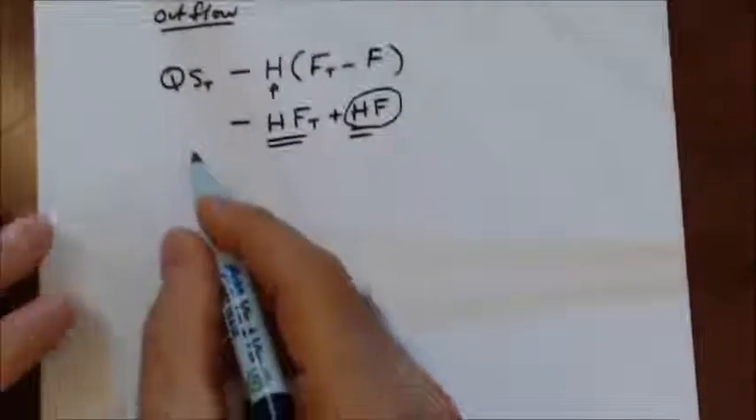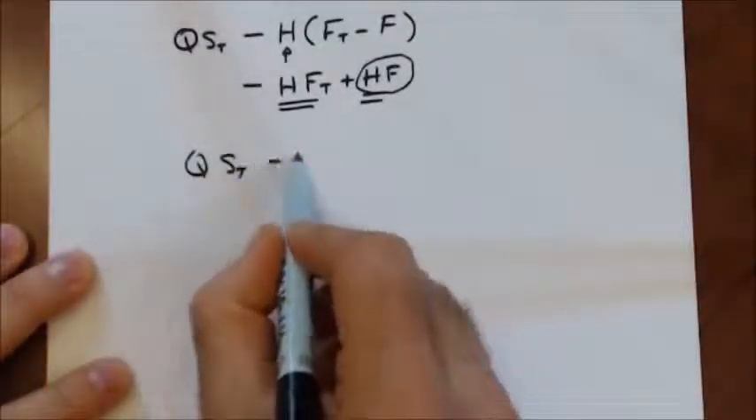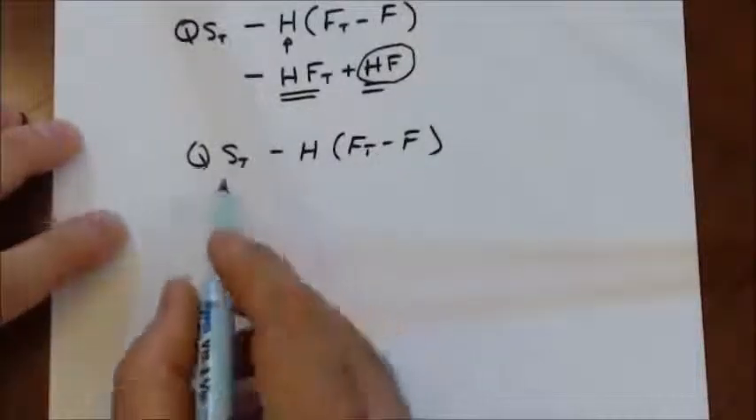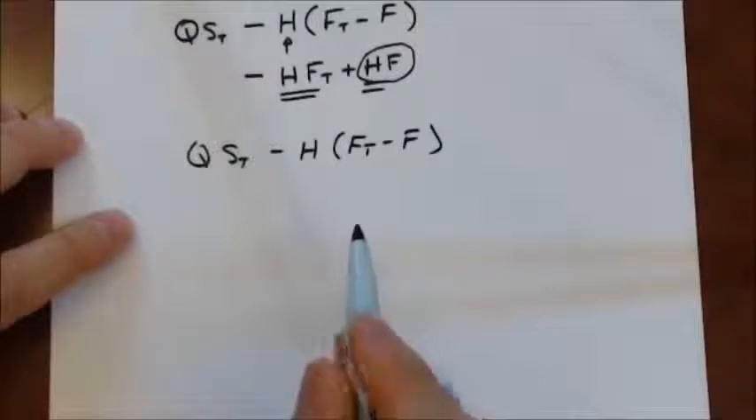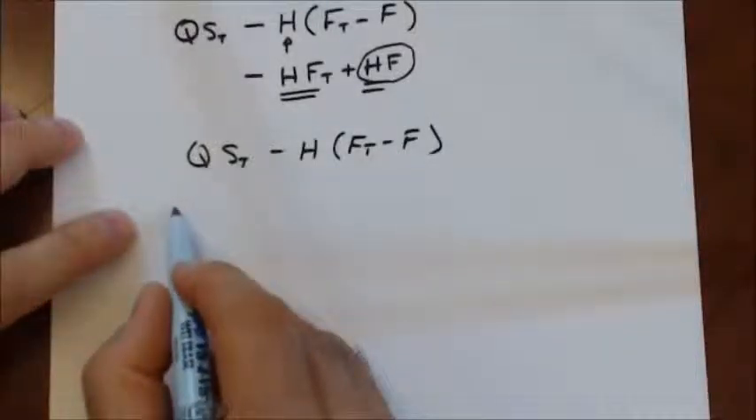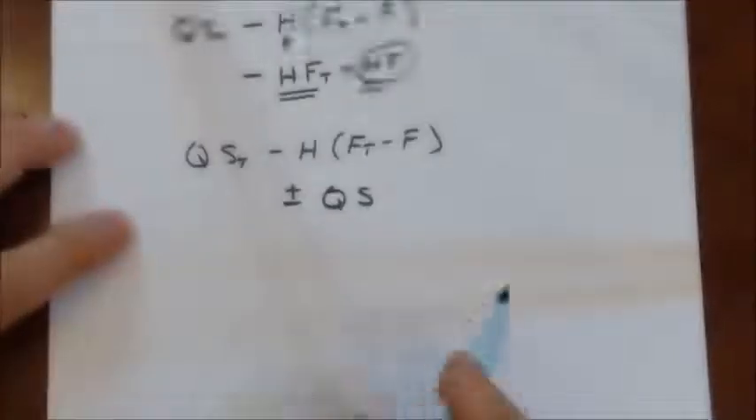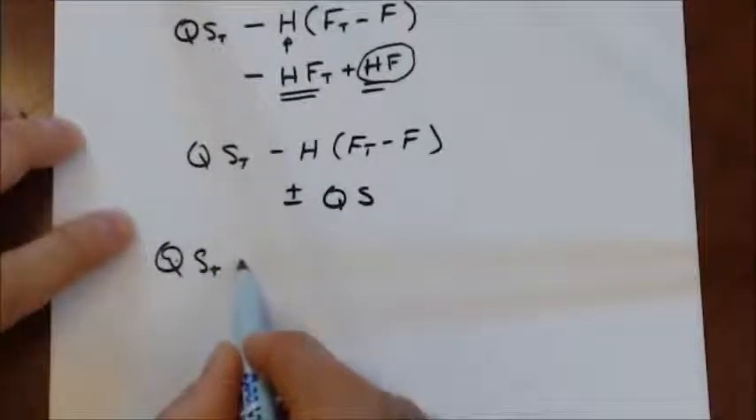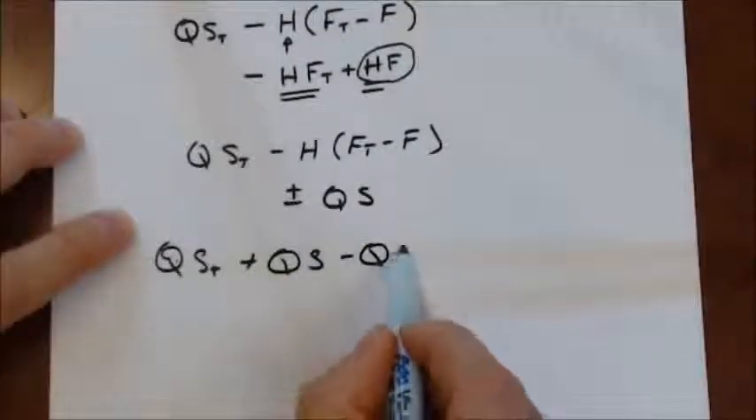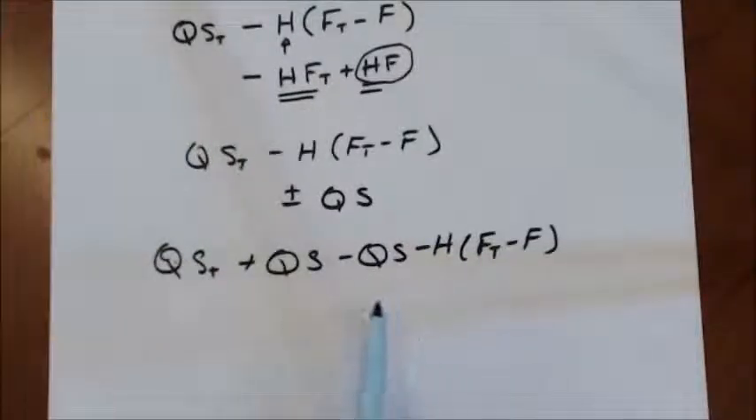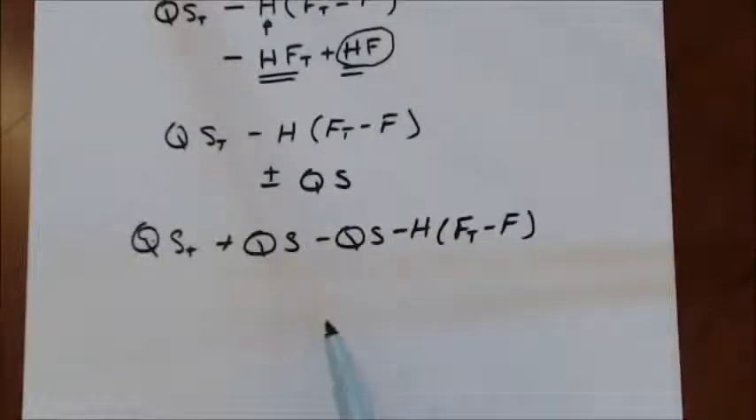So now, let's go back to this part of the equation. Okay. Now let's do a math trick that shows up a lot in higher level finance, and the reason we do it is because it allows for a much neater solution. We're going to add and subtract Q S to this equation right here. So it's going to be Q S_T plus Q S minus Q S minus H F_T minus F. So same thing. You add, subtract, doesn't do anything to the formula. Just makes it a little uglier, but it'll boil down to something nice.